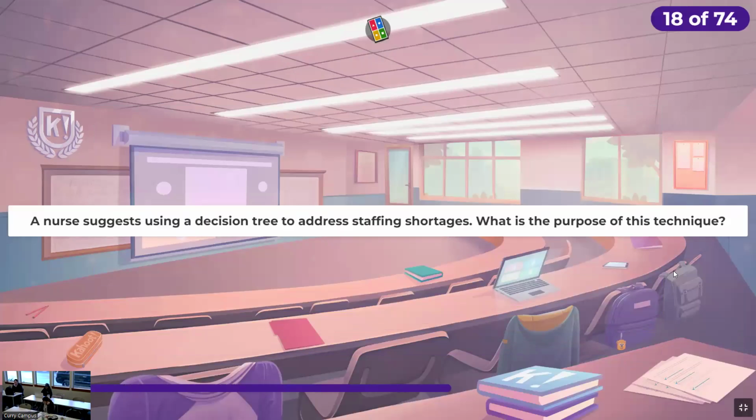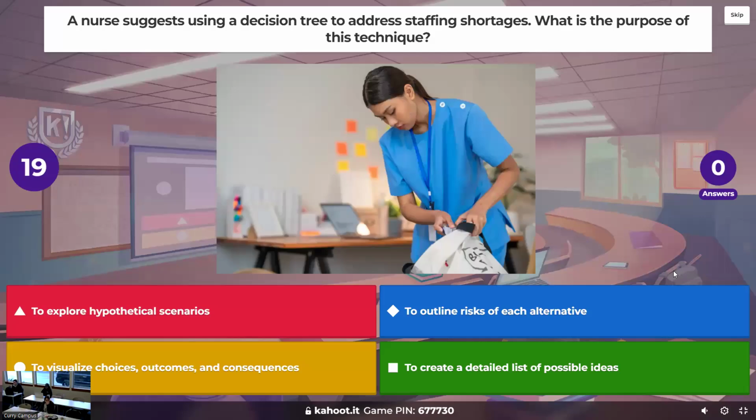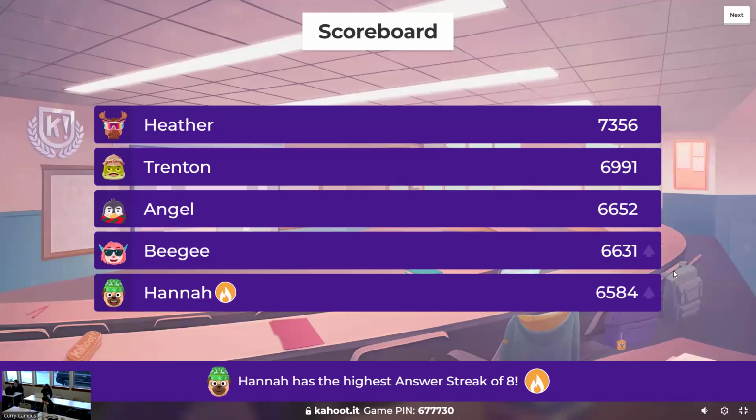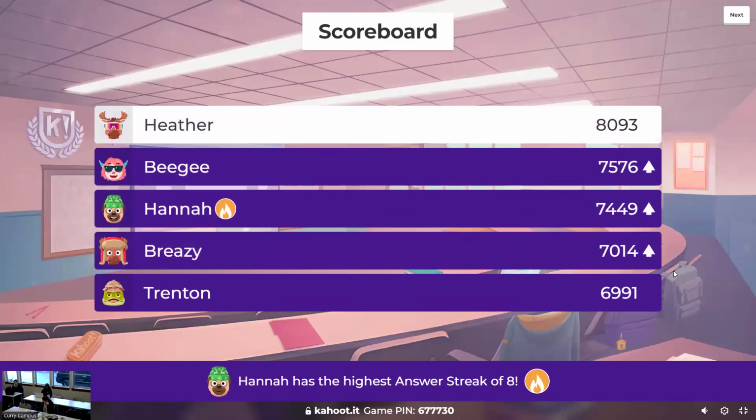A nurse suggests using the decision tree to address staffing shortages. What is the purpose of this technique? To visualize choices, outcomes, and consequences. And that is the right answer. All right, we're getting up there.